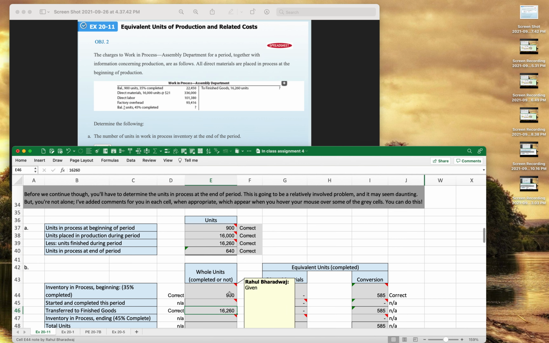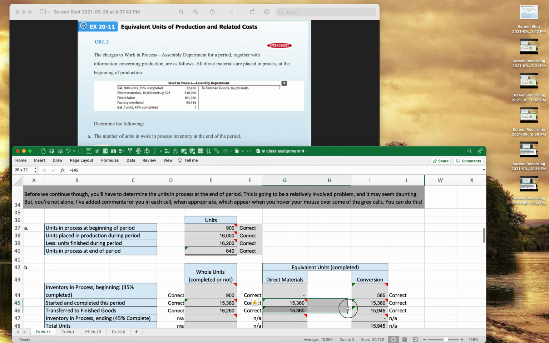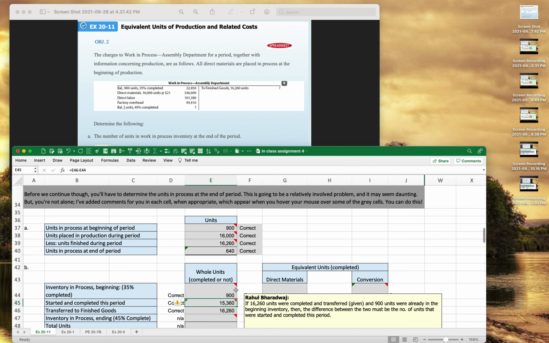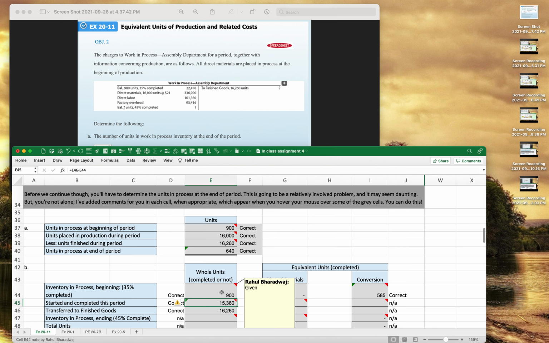We know we had 900 in the beginning. So if you had 900 in the beginning of the process and you transferred 16,260 out, then that means the difference between the two must have been added or started in this period. This is what must have been added this period and completed this period, because the previous items were already there and we got rid of, or we transferred 16,260 out of it. That's why I typically skip this line.